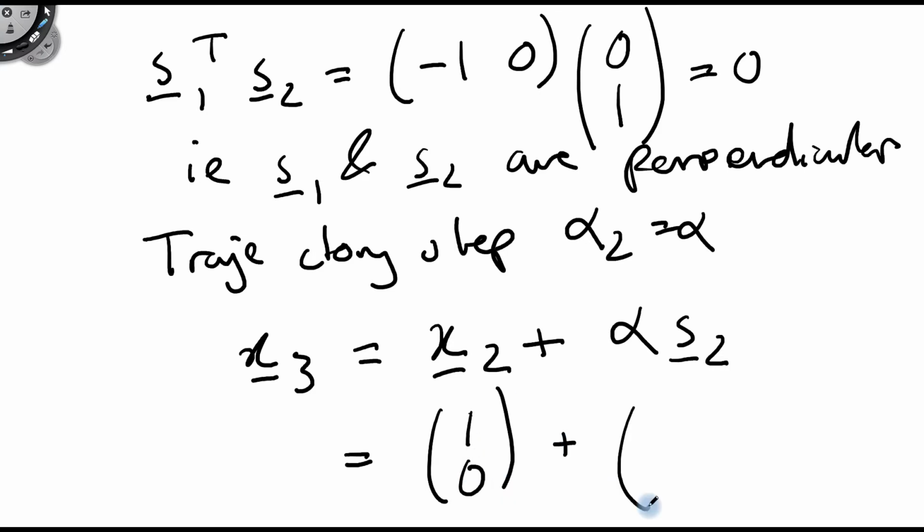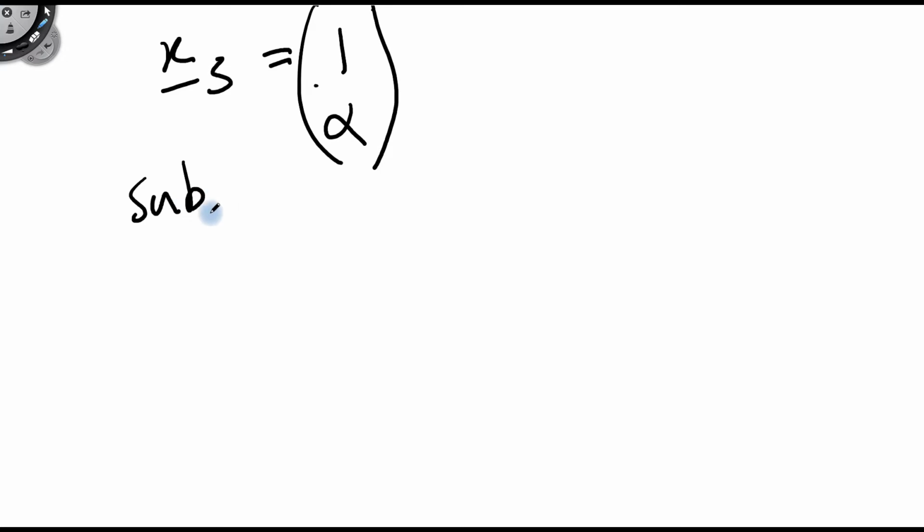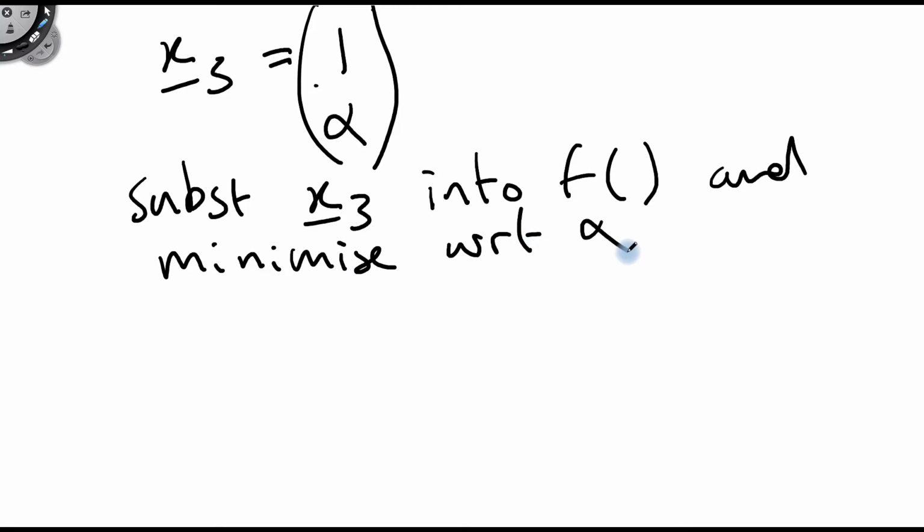And S2 is 0, 1, and it's multiplied by alpha, so we get alpha. So the vector is 1 alpha. That's S3. Just write it up in the new page. X3 equals 1 alpha. And then we substitute x3 into f and minimize with respect to alpha, our trajectory length.